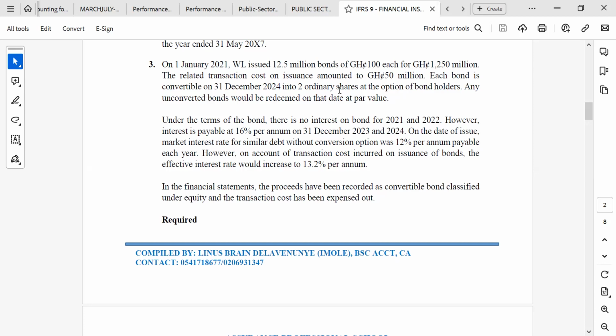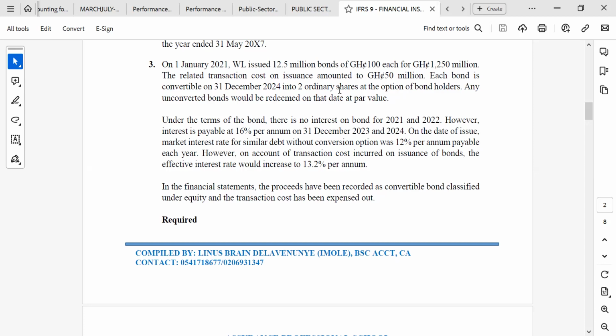Into the year 3 and year 4. It doesn't mean that you're not going to be paying interest in year 1 and year 2. No. They are going to pay interest, but maybe the company is having some liquidity problems there. So those interests that will be paid in year 1 and 2 have been captured into the year 3 and year 4. Okay, so the interest will be at the 16%, not the 12, and not the 13.2.